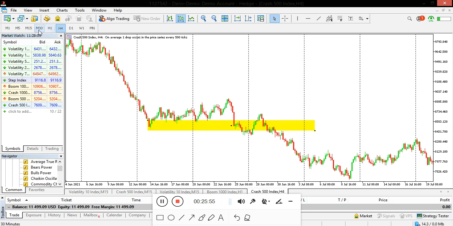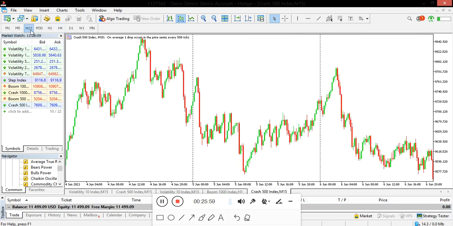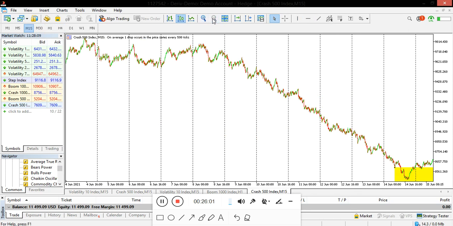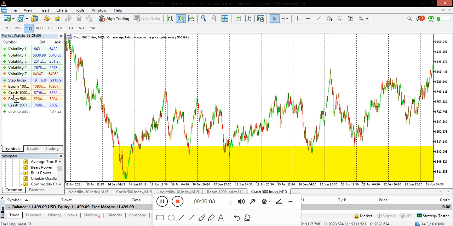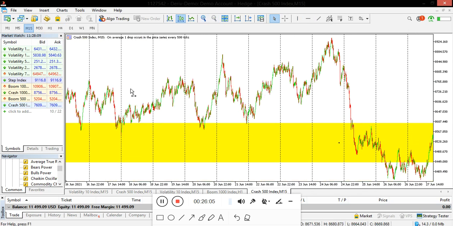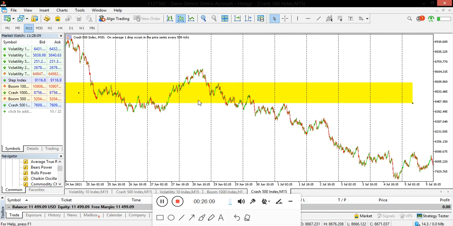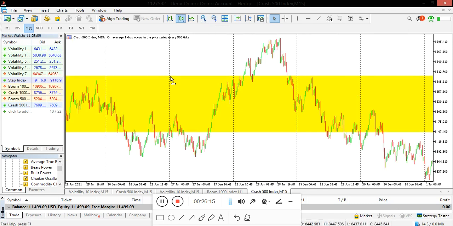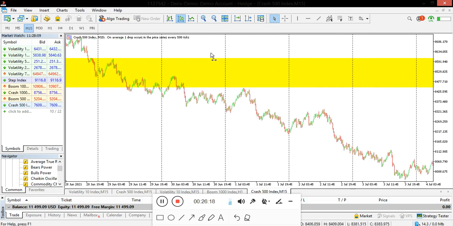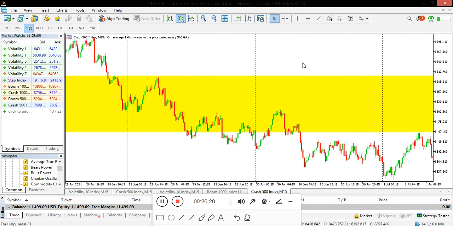go to the lower time frame, like 15 minutes. Go and look for what you have drawn out. Okay, wait for definitely a retest around that area. We are in Crash 500. Let's see what happened around this area. When the market got to this area, let's see.